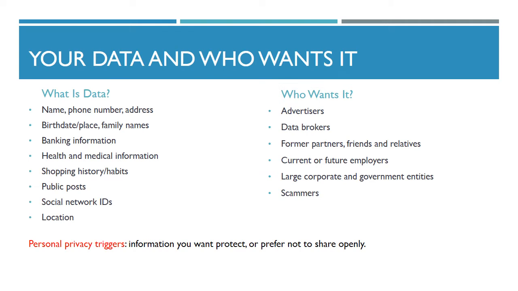So what makes up your data? There are a lot of different pieces of information that make up your data, or essentially your identity online, and some are more obvious than others. It is a good idea to make a list of your personal privacy triggers, the information about you that you'd like to protect, and try to keep this information from being online. Think broadly as well. For example, are you the caretaker of someone else's information?